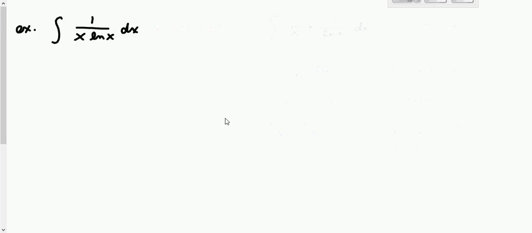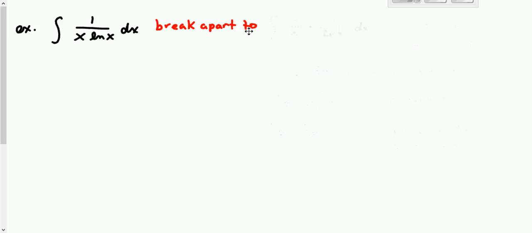All right, looking at our next example, we are going to integrate 1 over x times the ln of x. So you have to be careful here because we don't have a product rule in integrating. Remember, we only have a product rule in taking the derivative. So the first thing that we need to do is break this apart.